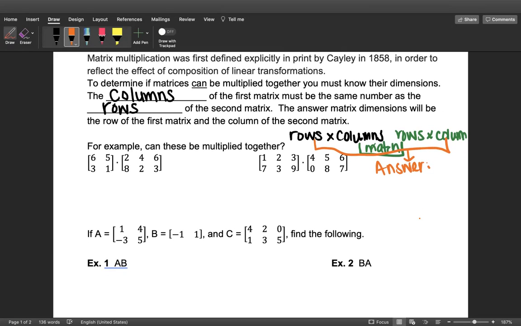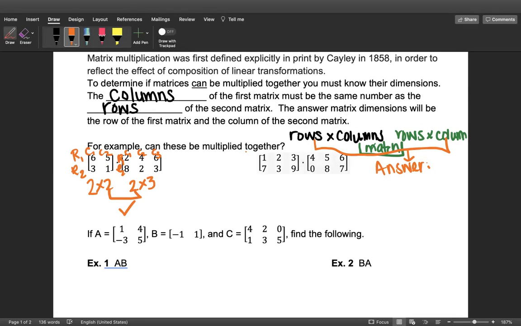So for example, can these be multiplied together? Well, let's identify what they are. This first one here, I have one row, two row, one column, two column. So this is a 2 by 2. This one I have one row, two row, and then three columns. So this is a 2 by 3. Does my columns of the first one match my rows of my second one? Yes, so they can be multiplied together.